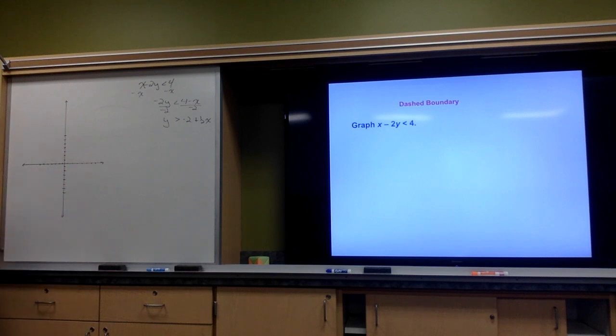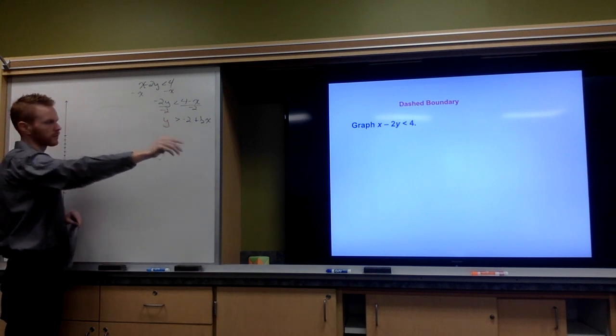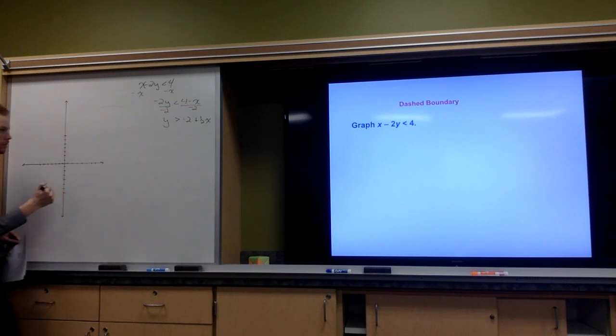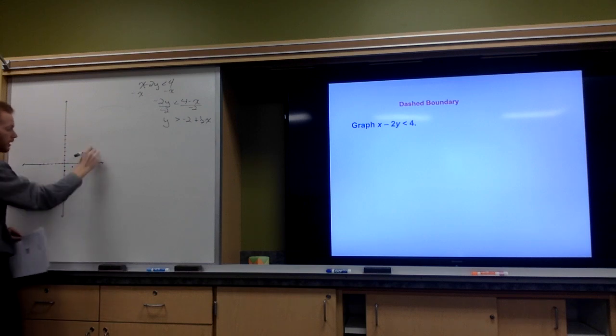All right, so now let's graph this. Ignore the inequality symbol just for right now. The slope and the y-intercept. We start at negative 2, so we're right down here. The slope is going to be up 1 over 2. So we just need 2 points. So I'm going to go ahead and draw my line next.